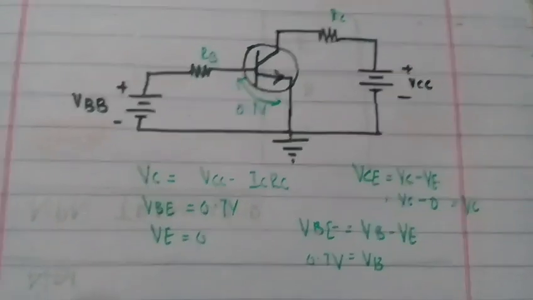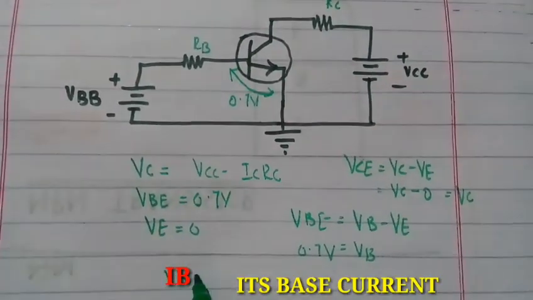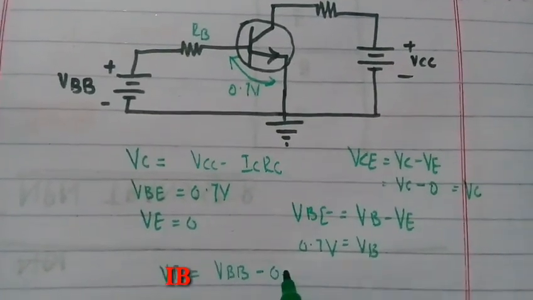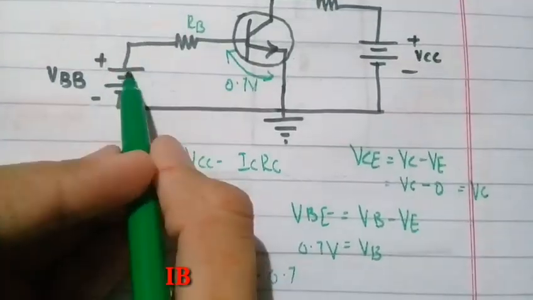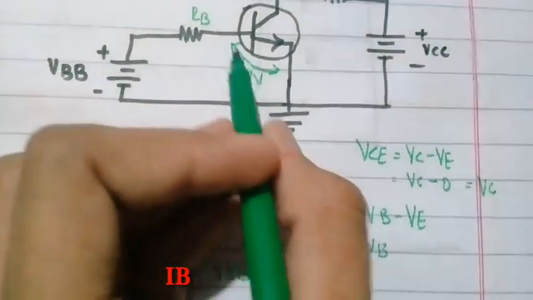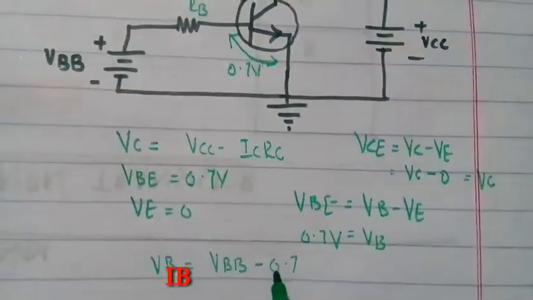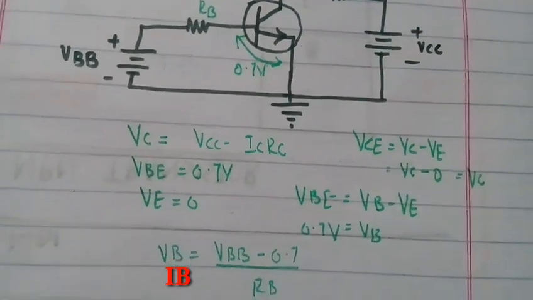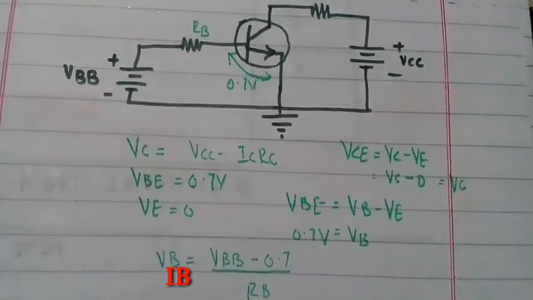And if you want to find the base current, IB will be equal to VBB minus 0.7, that is VBB minus VBE, over RB. This will be the base formula.